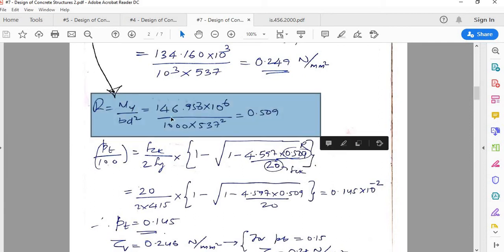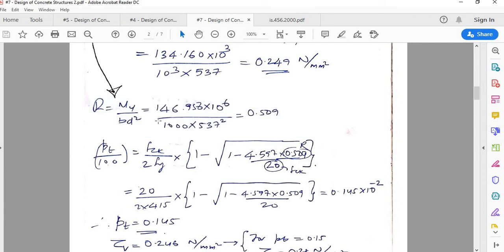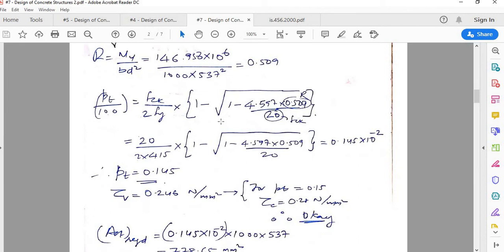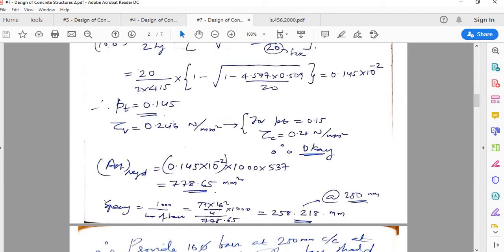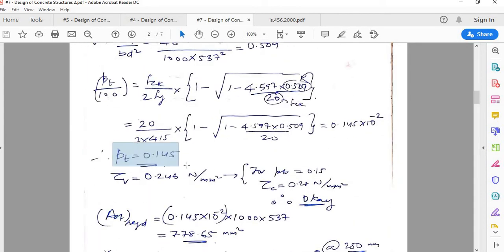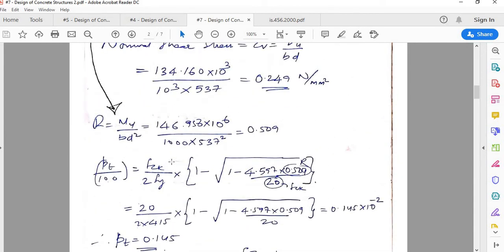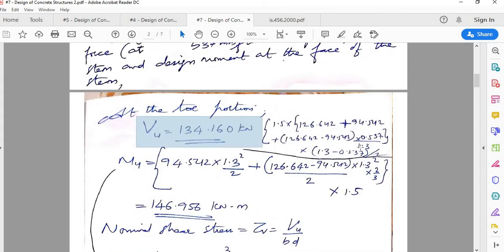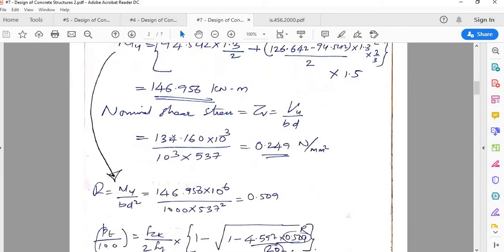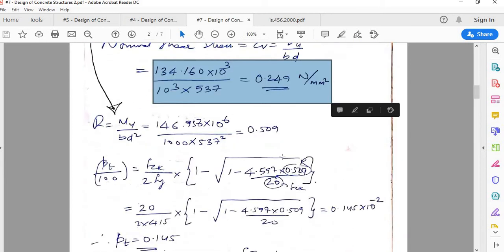So R equal to Mu by bd square. One thing you have to note here is that b in the case of a retaining wall is always 1 meter, because we are designing per unit length of the wall. So you calculate R, calculate pt by 100 by this formula, and you will get pt. That is the percentage of reinforcement you have to provide. Now for that pt, you also check the shear force. So factored shear force is this. Shear stress is this.